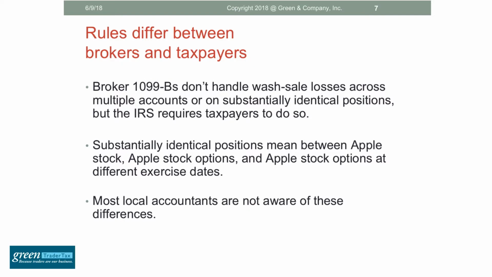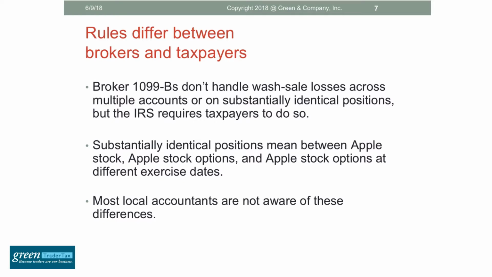Multiple accounts means your account, your joint account, your spouse's account, the IRA accounts. A 1099-B is only wash sale adjustments on the one account, not between brokers. They don't communicate. Now, also, substantially identical positions mean between, for example, Apple stock options and Apple stock options at different exercise dates. They're all substantially identical, but the broker only does it on identical positions.